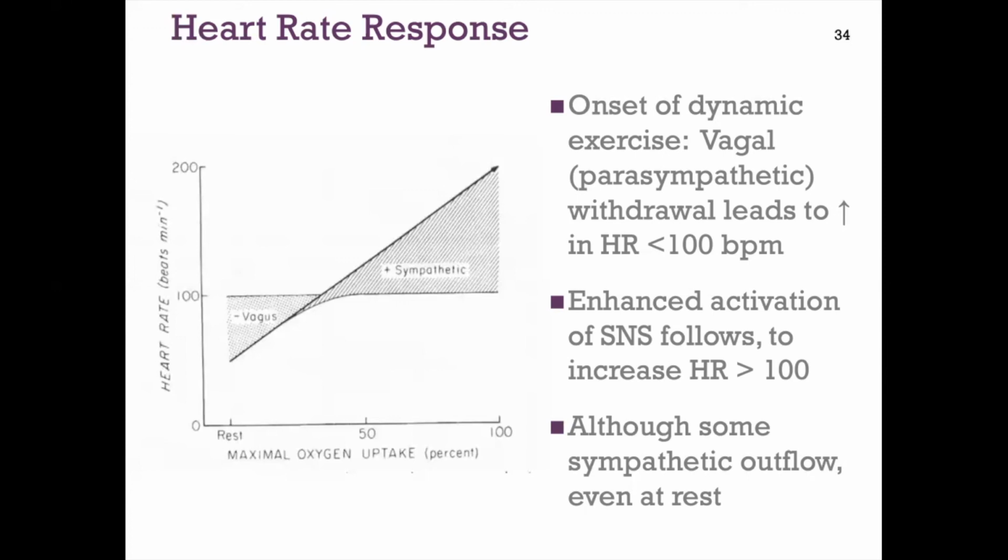Beat by beat, we can withdraw that parasympathetic nervous system to get our heart rate up to the 100 beats per minute. And at the same time, we are starting to activate the sympathetic nervous system, which will then allow us to increase our heart rate even above that 100 beats per minute so that we can beat the blood around our cardiac output to the rest of the body to defend whatever exercise that we are doing.